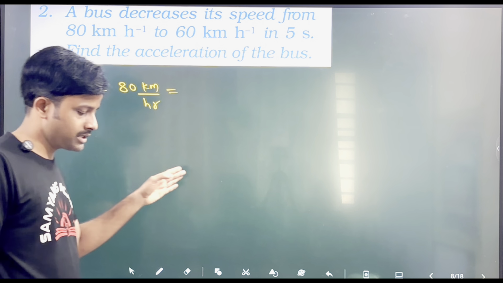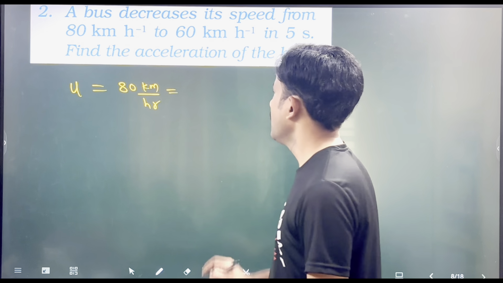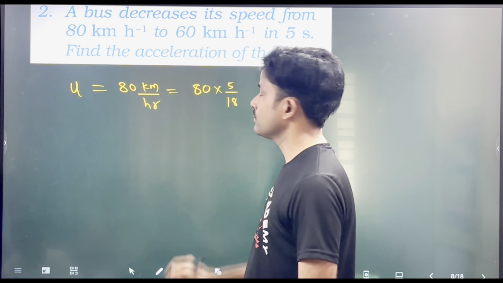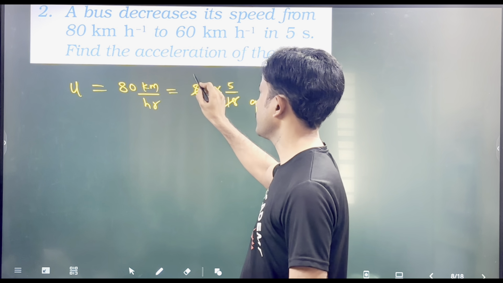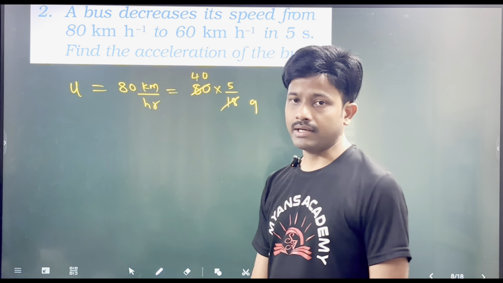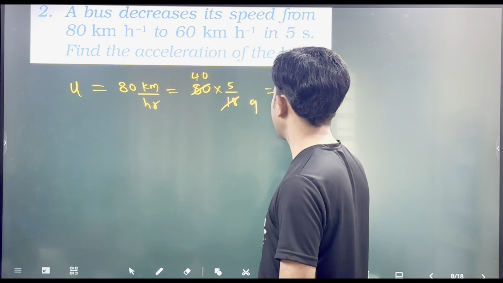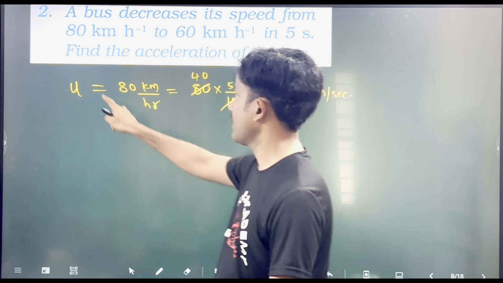And how will you change this kilometer per hour into meter per second? By multiplying with 5 by 18. So you change into meter per second, 5 by 18. So you use the 2 table. 2 9s are 18. 2 how many times is 80? 2 40s are 80. Okay, 40 into 5 is how much? 200 by 9 meters per second. This is the initial velocity.